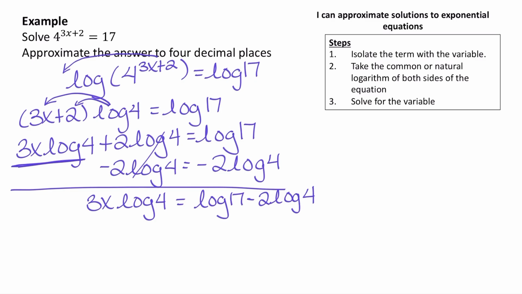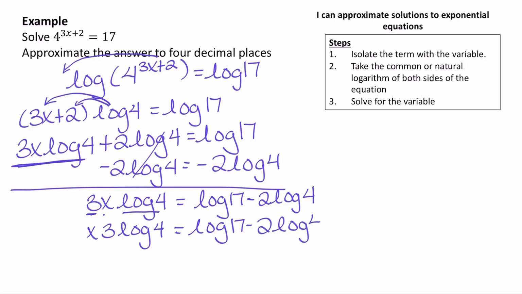x is not by itself because there's a whole bunch of multiplying going on here on the left side. So I'm just going to rearrange it a little. I'm going to write this as x times 3 log 4, and that equals log 17 - 2 log 4. I didn't really do anything crazy here. All I did was rearrange the order of multiplication on the left side. Now, to get x by itself, I'm going to divide both sides by that 3 log 4. So I am left with x = (log 17 - 2 log 4) / (3 log 4).